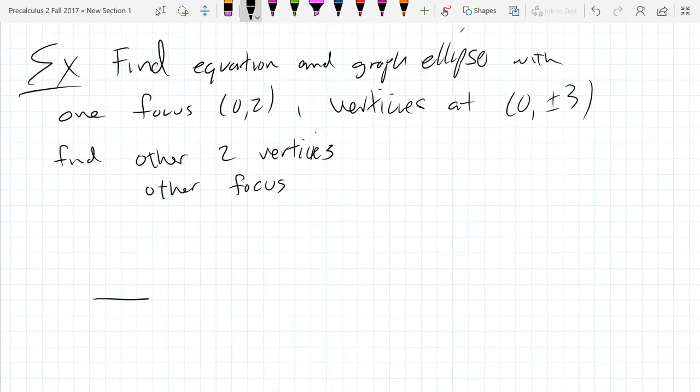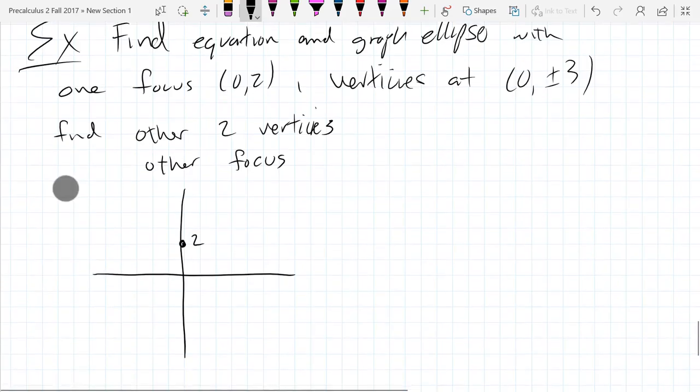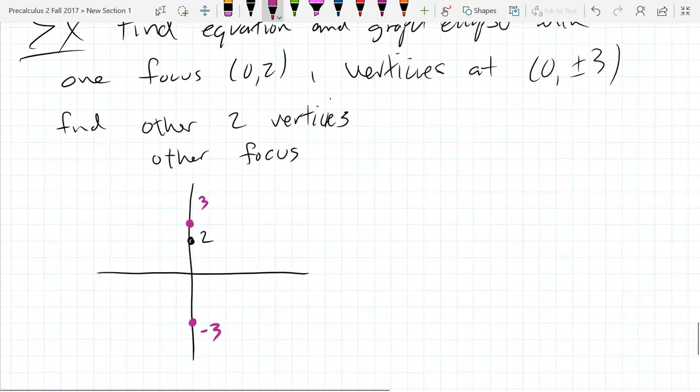So I'll start out with the graph. One focus at 0, 2. Vertices at 0, plus minus 3. So there's our plus 3 vertex, our minus 3 vertex. From what you know so far about ellipses, where's our other focus going to have to be? 0, negative 2. So our other focus is 0, negative 2.